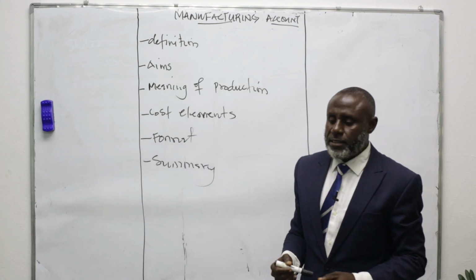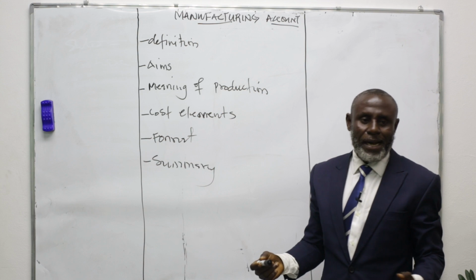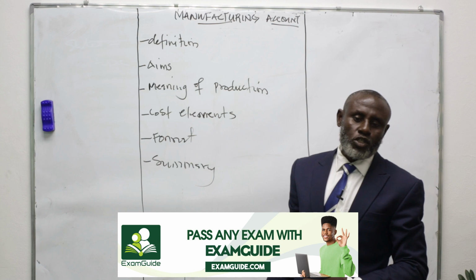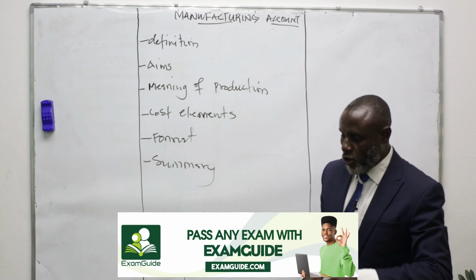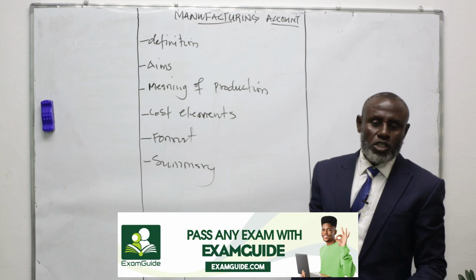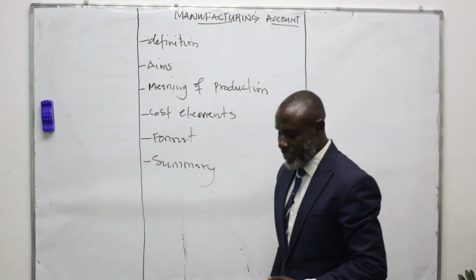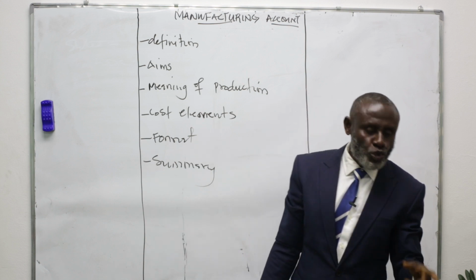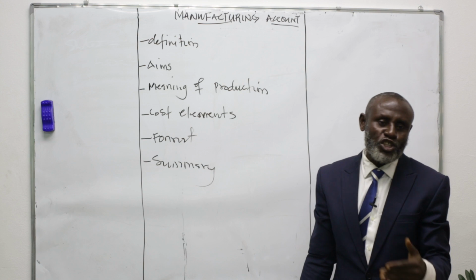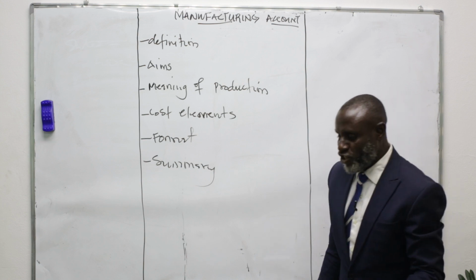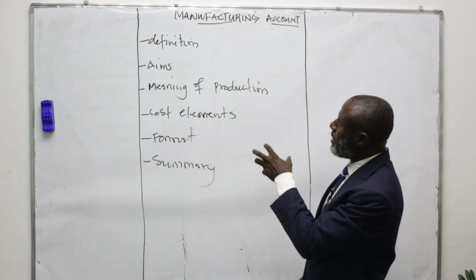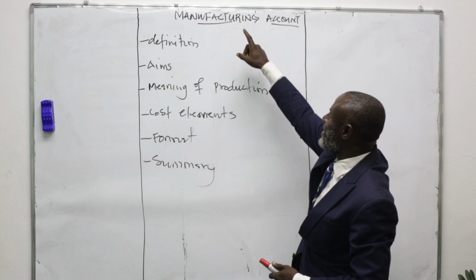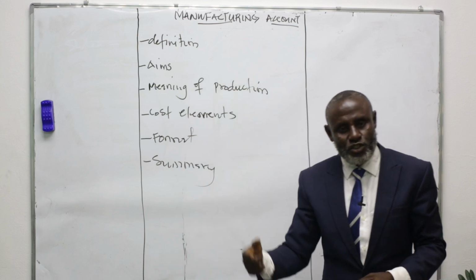So manufacturing account is that account that is prepared by the manufacturing outfit to determine or calculate the cost of production. So the whole essence of going through the process is that there are certain companies or businesses that produce what they sell. Others are just into buying and selling. But certain other companies produce what they sell. And for those companies that produce what they sell, we call them the manufacturing outfit. And that's why we say the account they prepare is called the manufacturing account.